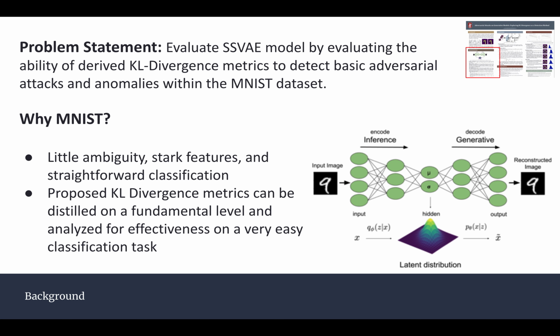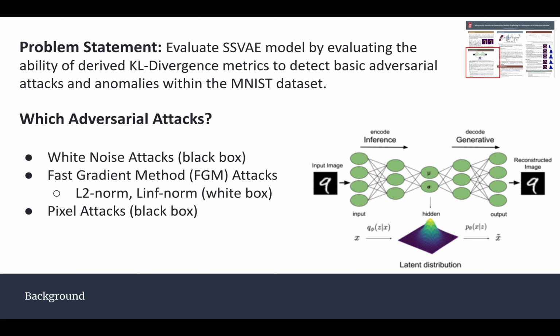The features are very clear without any ambiguous noise in the background. And so this allows us to distill our metrics on a fundamental level on a very easy task without having to worry about the complexities found in more diverse datasets such as SVHN and CIFAR10. We're going to be looking at white noise attacks, very straightforward.